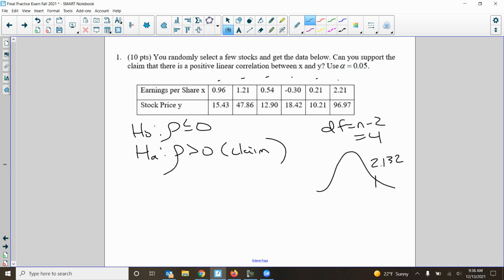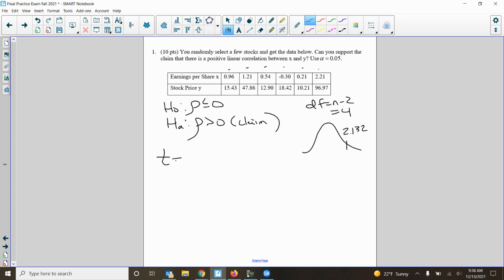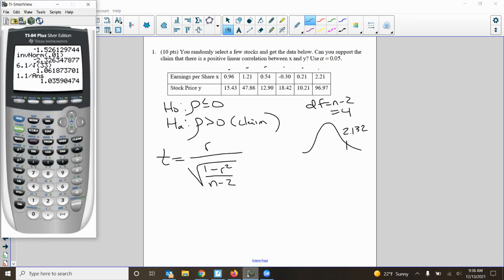And here to calculate t, it's a t-test. It's r over the square root of 1 minus r squared over n minus 2. My memory holds. So we have to calculate r. But of course, we do that with the calculator. We don't do it on our own. So let's go to the calculator here.